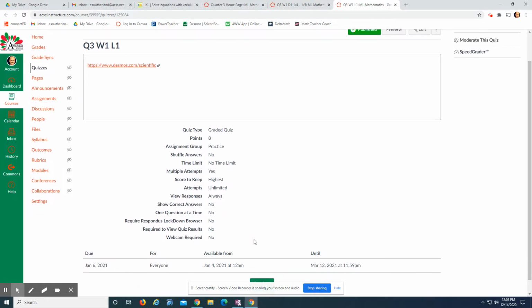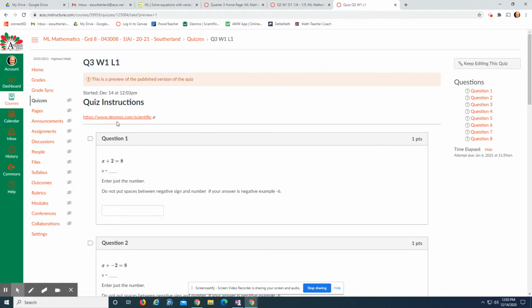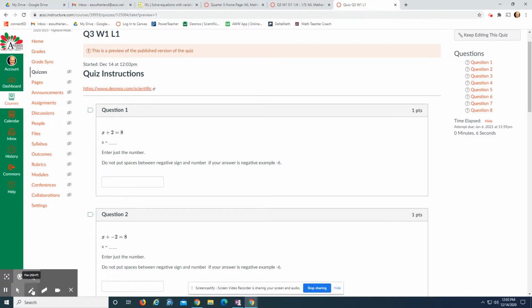It'll say start quiz or start assignment. Notice how there's a Desmos scientific calculator right here available for you. And so one of the things I want you to notice is that we're going to use inverse operations.